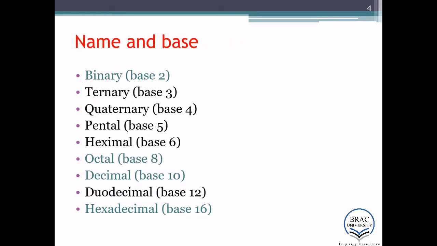So here you can see a couple of names of the number systems and their base. The binary number system base is 2, which you are already familiar with, I believe. Tertiary number system base is 3, quaternary number system base is 4, pental number system base is 5, hexamal number system base is 6, octal number system base is 8, decimal number system base is 10, duodecimal number system base is 12, and hexadecimal number system base is 16.